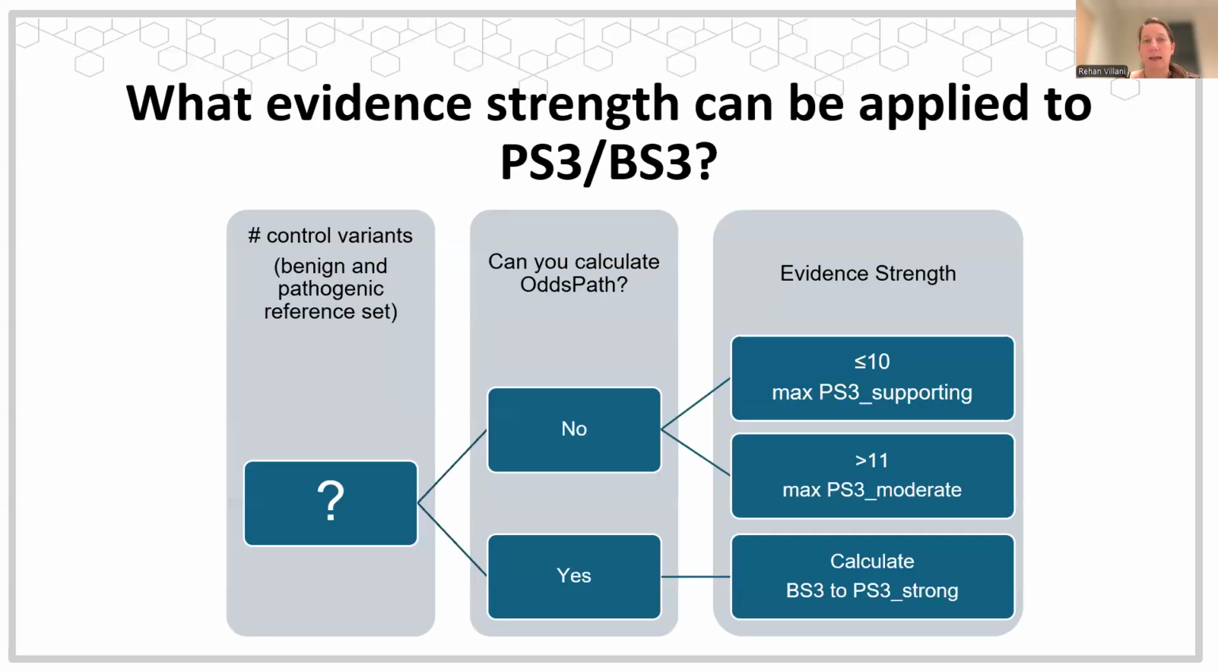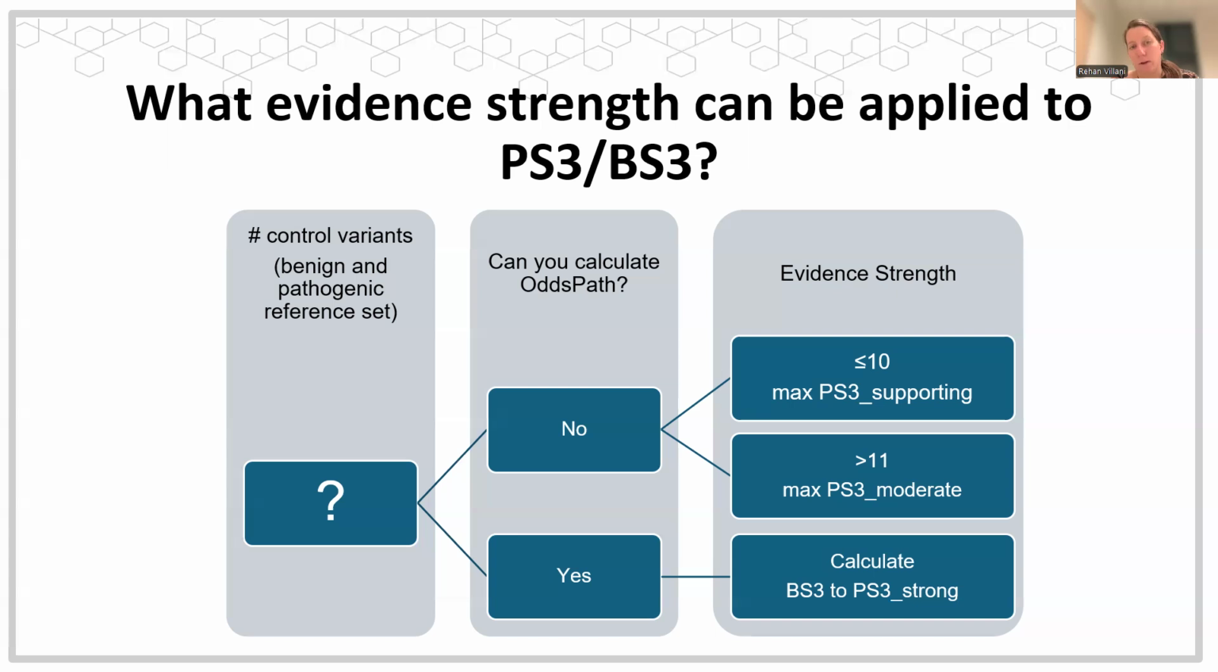Also, when you consider that assay, you want to think about what evidence strength can be applied. Here you can see a simplified version of the recommendations in the SVI recommendations manuscript that we shared before. So have a look at the number of control variants. By this, we mean the assumed benign and pathogenic reference sets that are being used to determine the clinical predictive power of that assay.